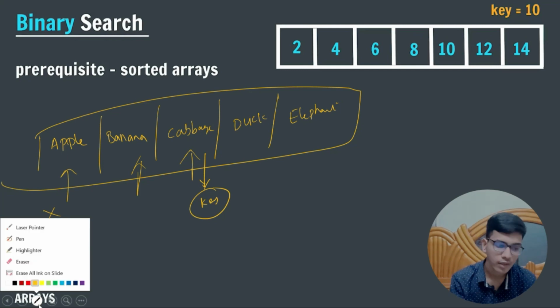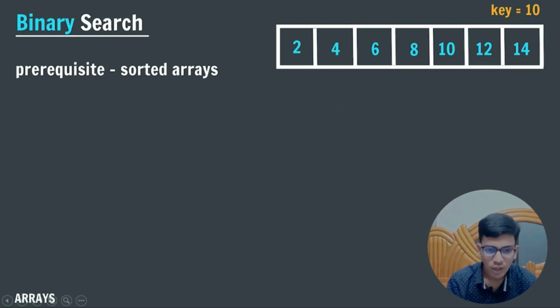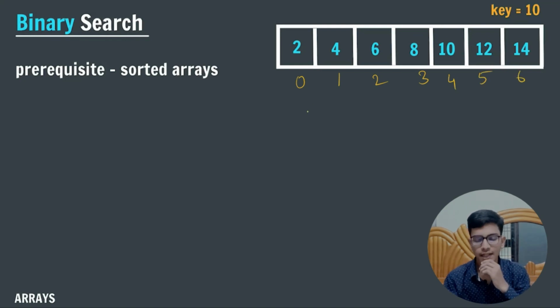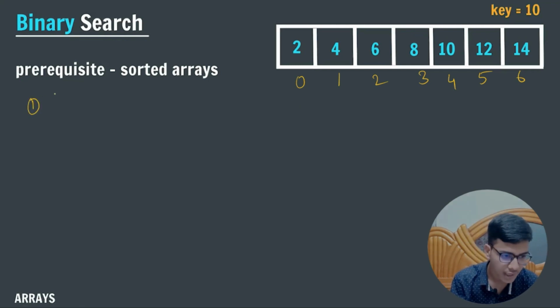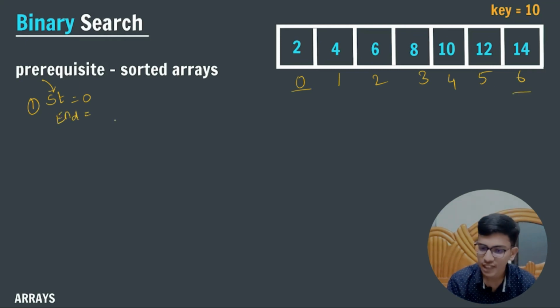Now let us understand it for the given array. This is our given array, right? These are the indexes 0, 1, 2, 3, 4, 5, 6. Here remember we have to take three things. We will create three variables. The first one is the starting index. The variable start will store the starting index, which here is 0. After that the ending index is equal to 6, right? Can I write that the total size is 7? So the ending index is n minus 1, that is 7 minus 1.